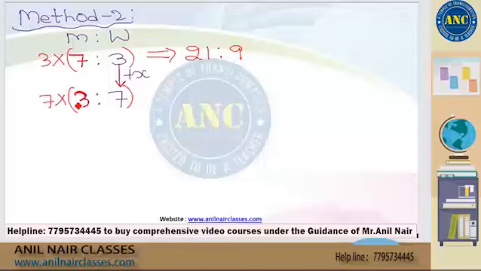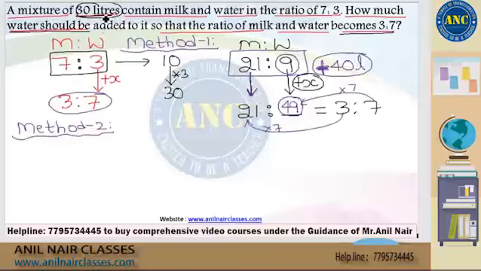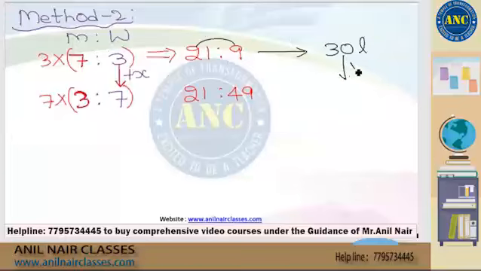I hope you are understanding. 7 into 3 is 21 in the later ratio, 7 into 7 is 49. Can I say that the initial volume according to the ratio is 21 plus 9, which is 30 liters. According to the question also it is 30 liters. So 30 is becoming 30, multiply by 1. So 21 into 1 is 21, 9 into 1 is 9.